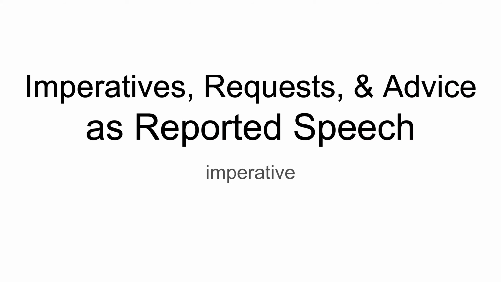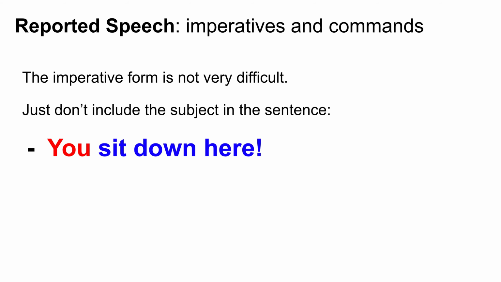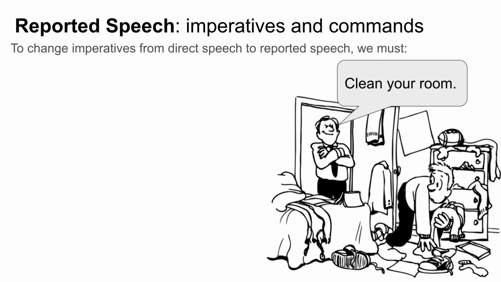Okay, now let's look at the imperatives. Before we move on, let's talk about what imperatives are. The imperative form is not very difficult. The only thing to do is we just don't include the subject in the sentence. So, for example, you sit down here. We wouldn't say that. We would delete you, and say, sit down here. Now, it's a command. It's a demand. Okay? So, let's look at changing imperatives from direct speech to reported speech.